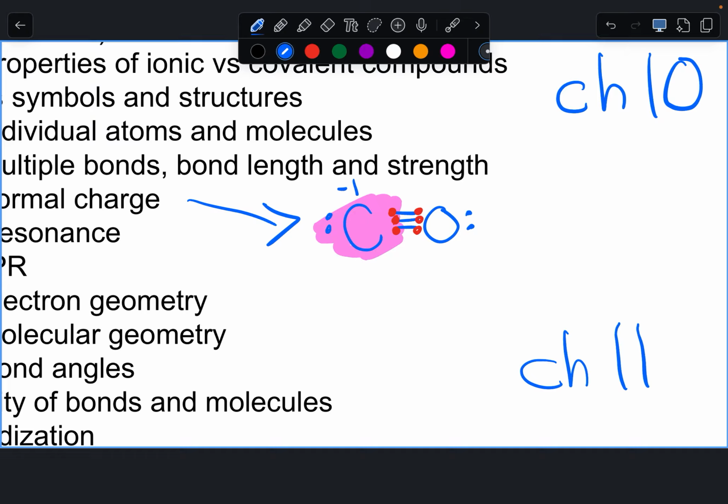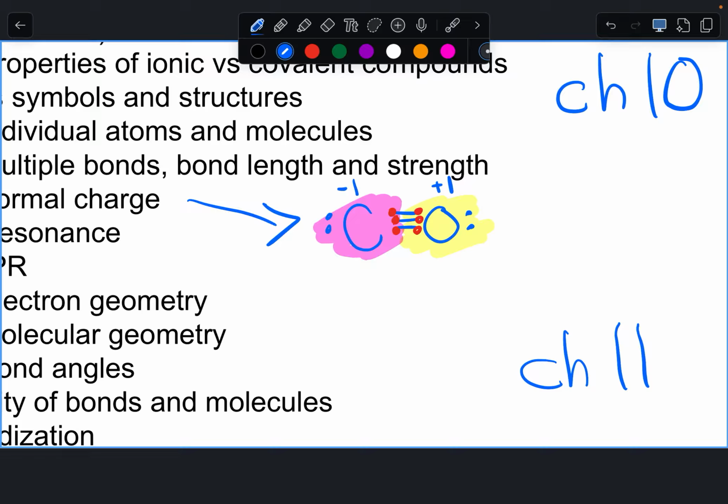And then oxygen is the opposite. It started with 6 electrons and now has 5. So it lost an electron, so it would be a +1. Okay, so just a quick review if you forgot what formal charge is, how to do it. Ideally, in a molecule, everything has as close to 0 as possible. If you have to have formal charge, usually you want that on the more electronegative atom.